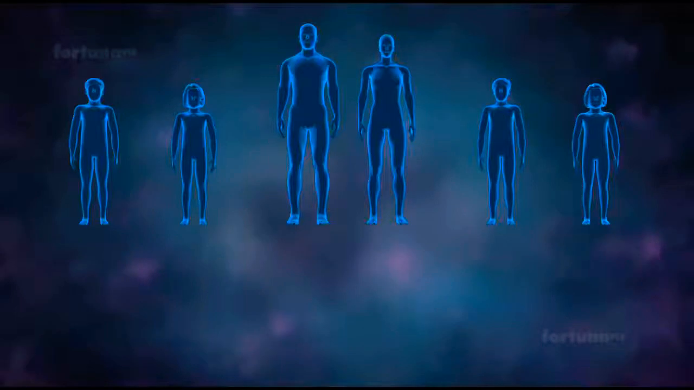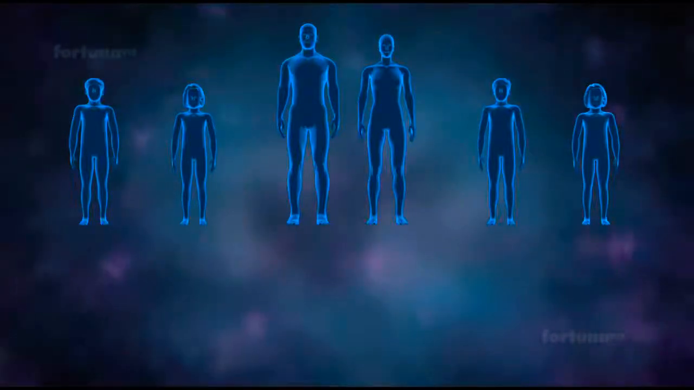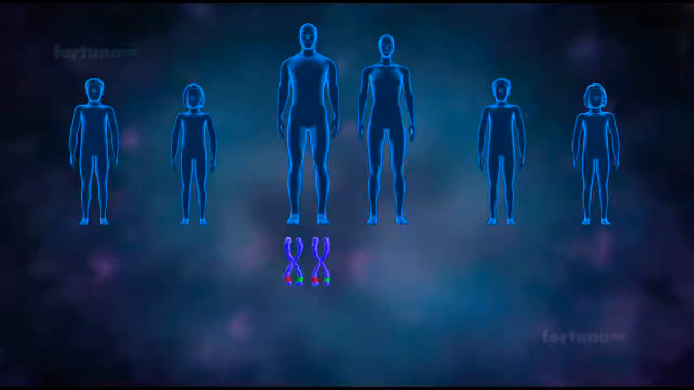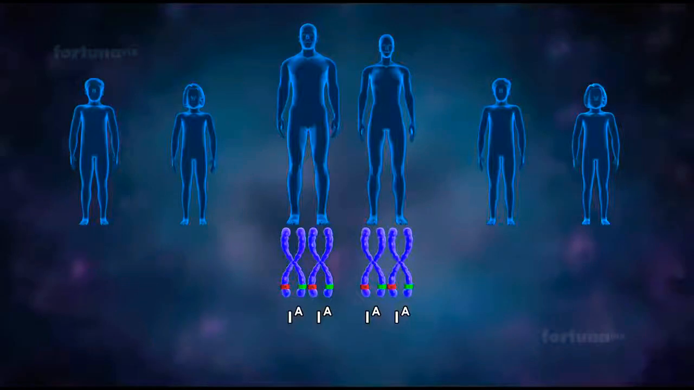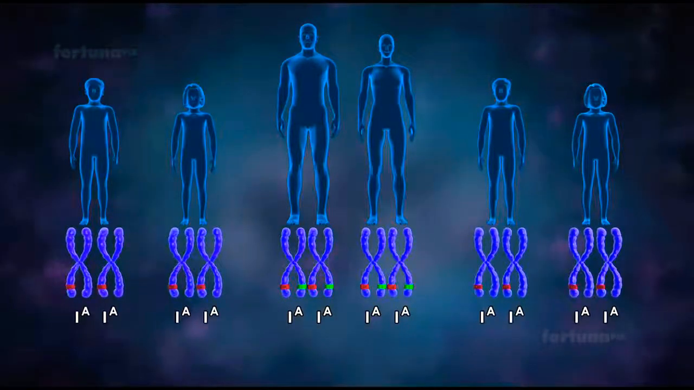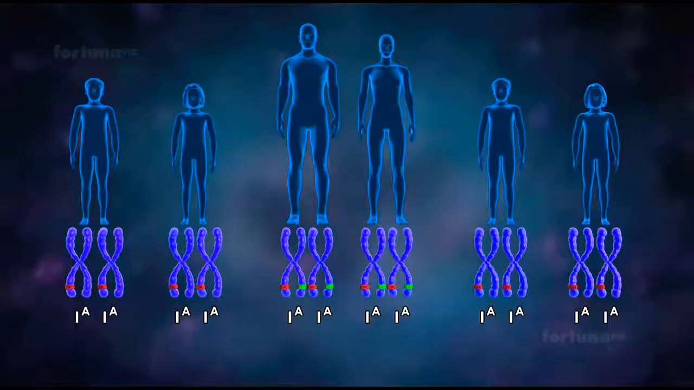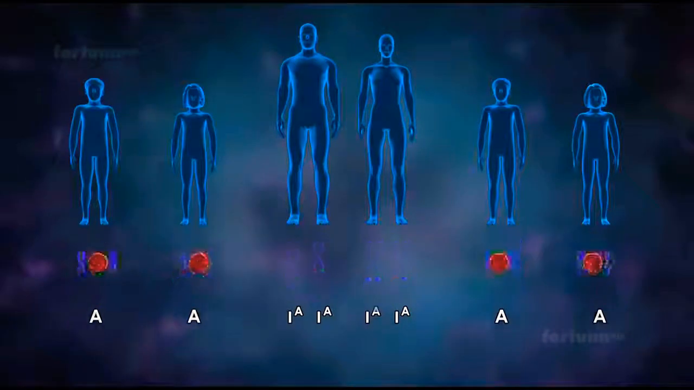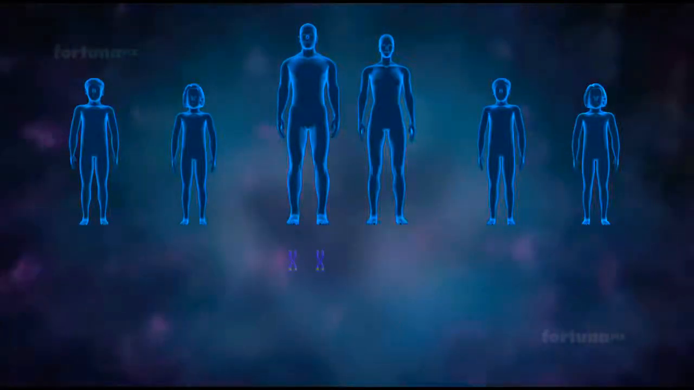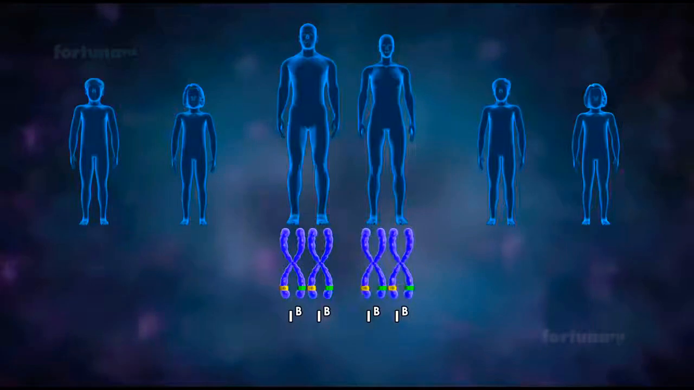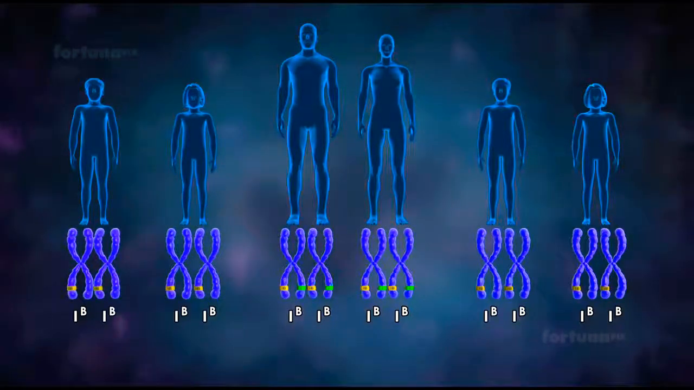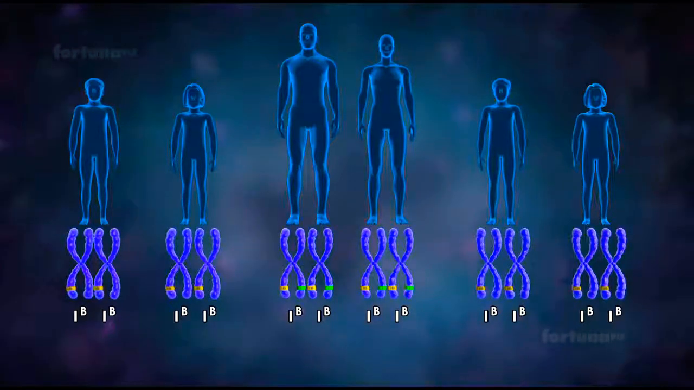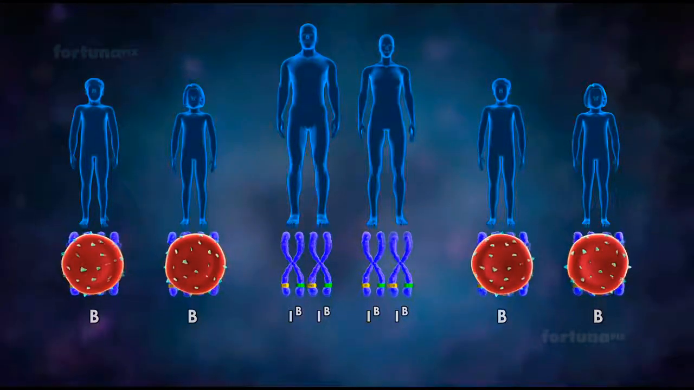Let's look at the inheritance of blood groups from different sets of parents. If the gametes from both parents have dominant IA-IA alleles, all the children will inherit an IA allele, meaning each child will have blood group A. If the gametes from both parents have dominant IB-IB alleles, all the children will inherit an IB allele, meaning each child will have blood group B.